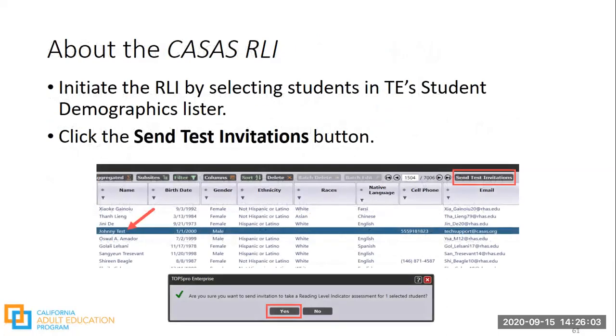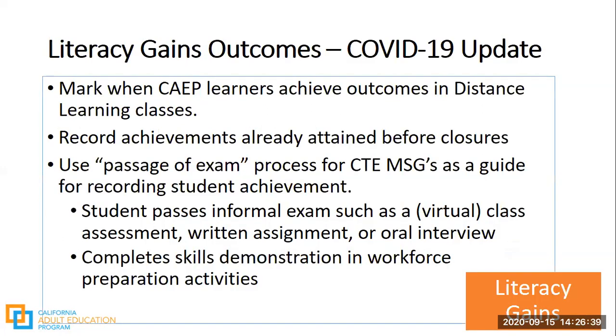And again, the RLI is administered a lot like the WIOA employment and earning survey. You can administer it to students via email, via text, or both. So you go into TE, select the students that you want to administer to, and then you just select whether you want to do email, text, or both, and send the test invitations. The student will receive it via her or his cell phone. They complete the RLI on their cell phone. When they click that final click, it will automatically send the result directly back to TE, and you can just view those results in the TE test lister.